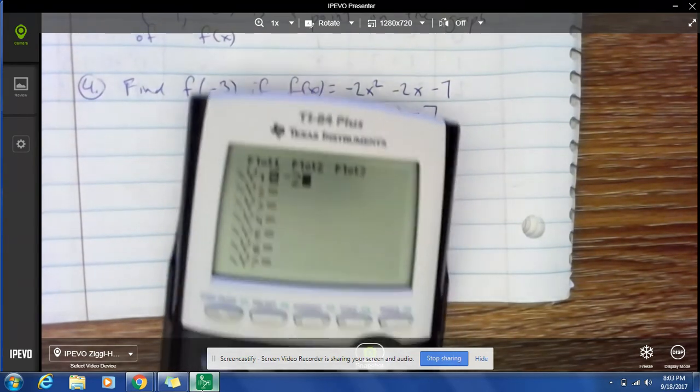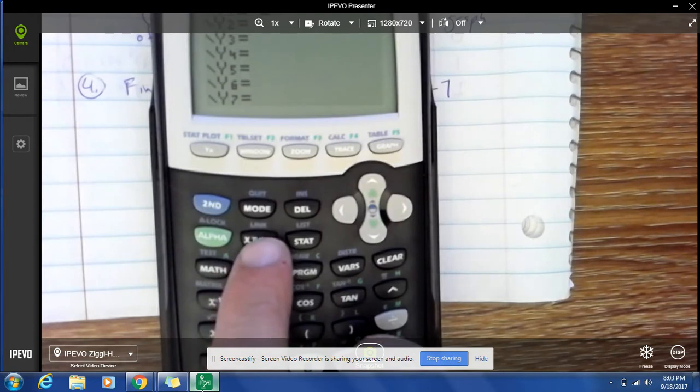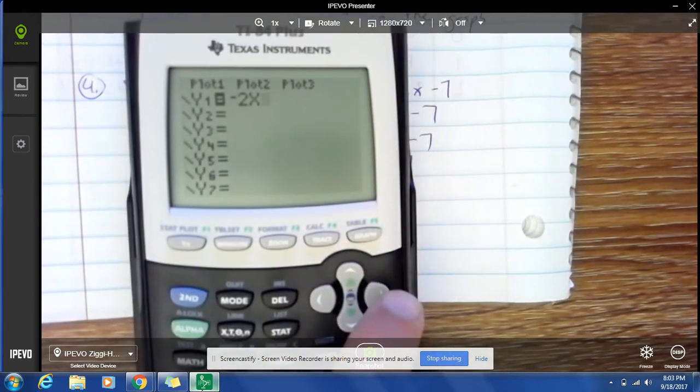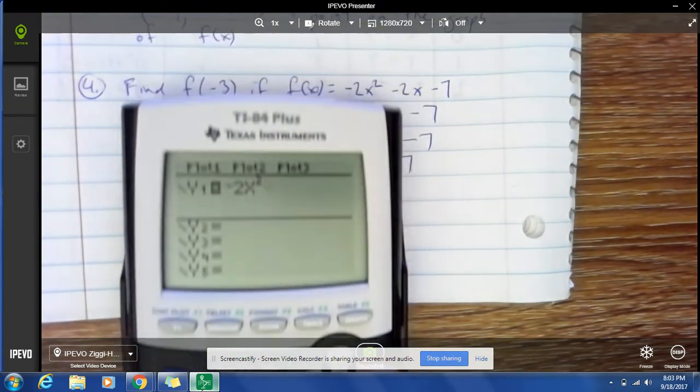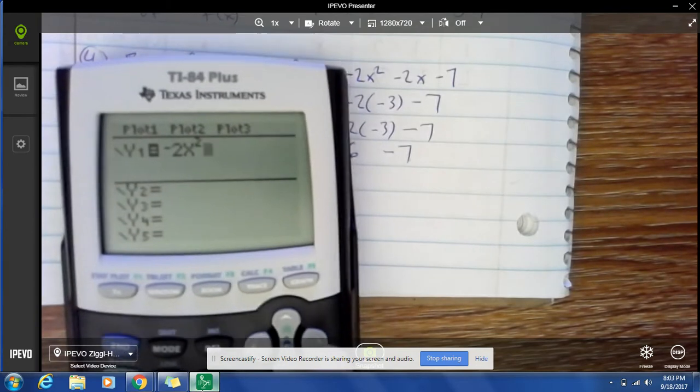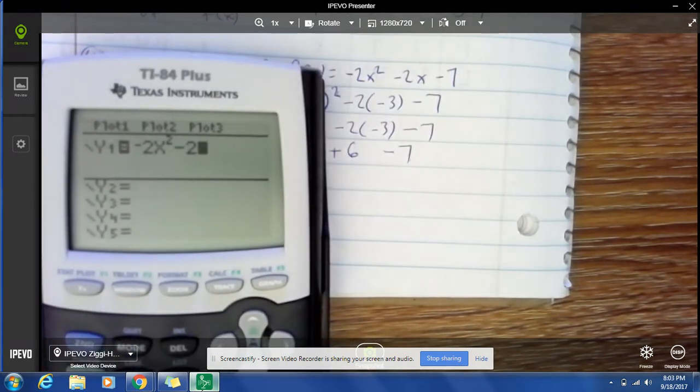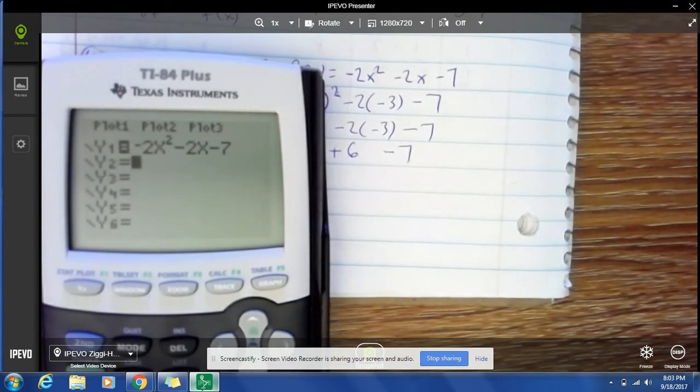You go down. Oh, here it is. If you go to this button right here, this is x, t, theta, n. Just press it. In this screen, it will give you an x. And then we want squared. And then minus 2x. Use that same button. Minus 7. You hit enter. And now it's entered in.